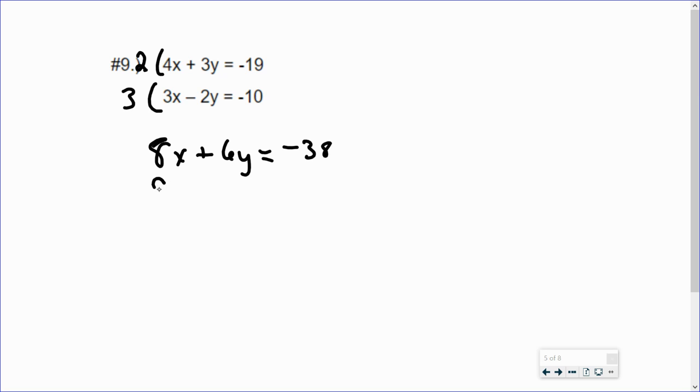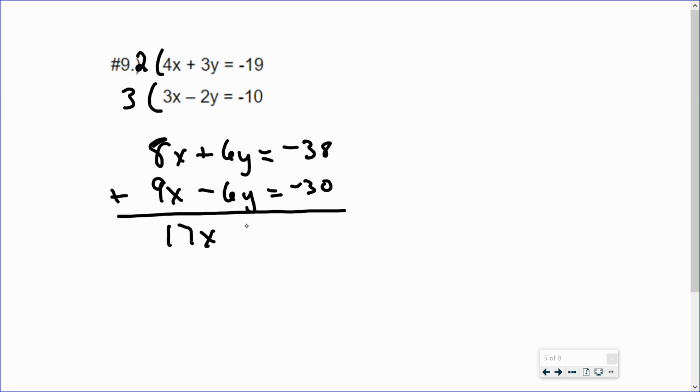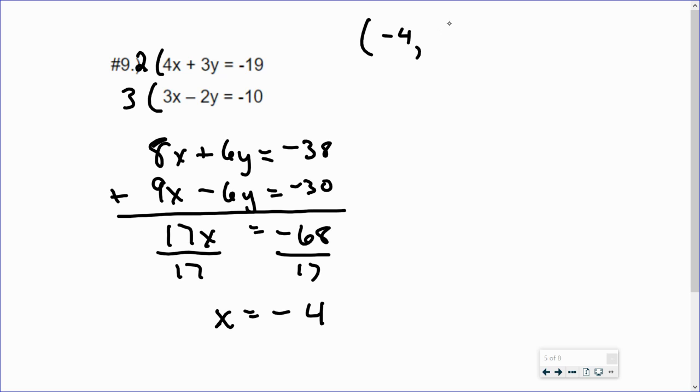3 times 3x is 9x. 3 times negative 2y is negative 6y. And 3 times negative 10 is negative 30. Add these up. 17x is equal to negative 68. Ooh, that 68 makes me nervous. 17 is not very nice either, but let's see. I don't think I've done anything wrong, so let's just keep going. 17 times, ooh, I think that's 4. That is 4. Okay, so my x value is negative 4.